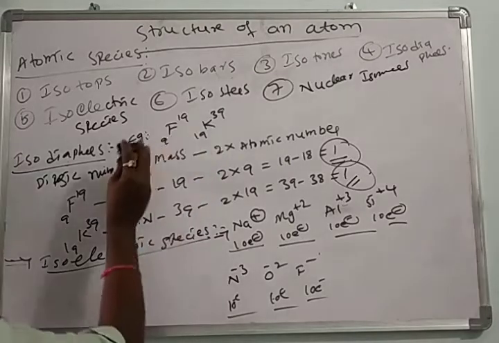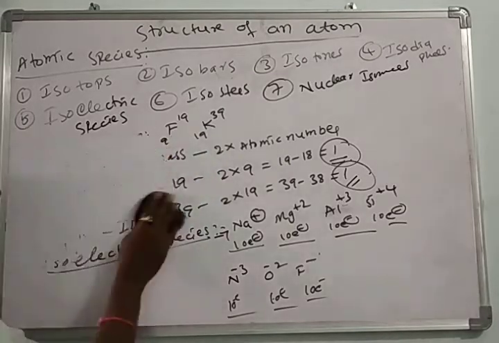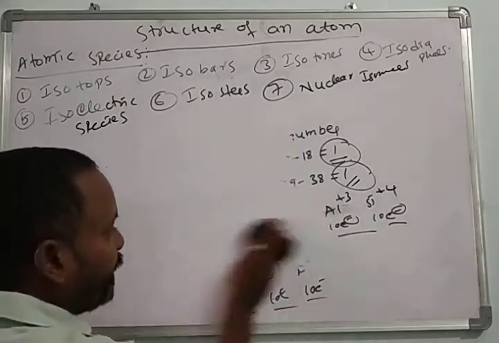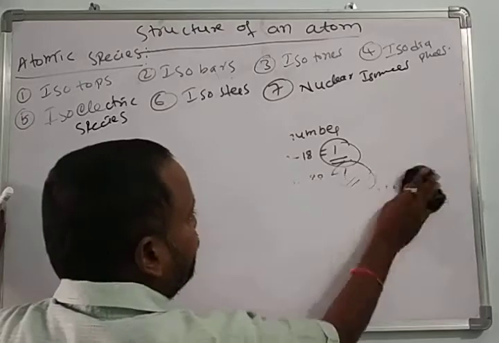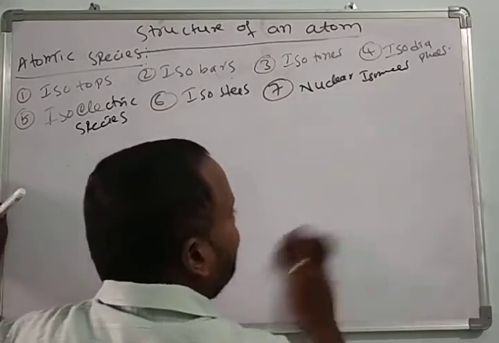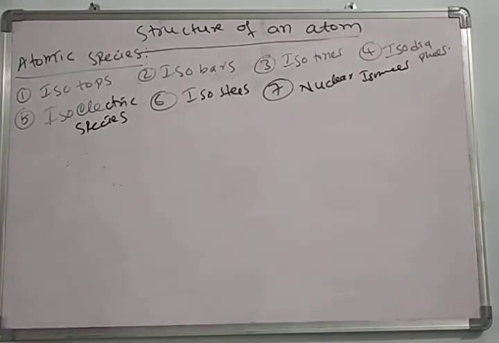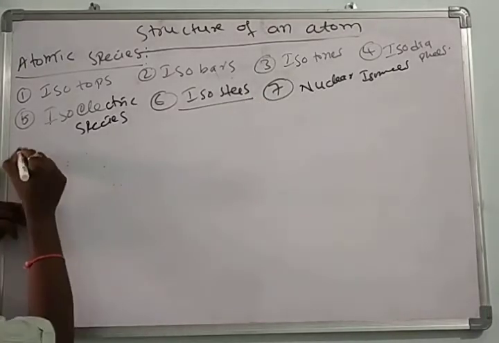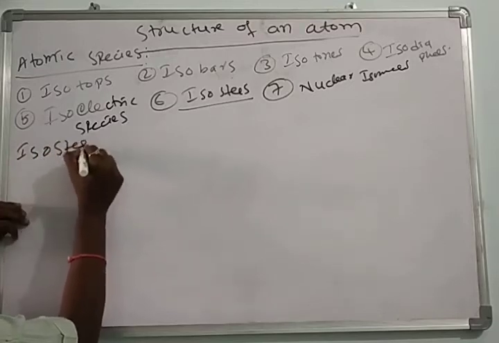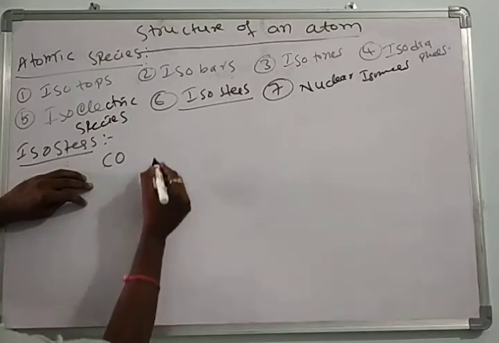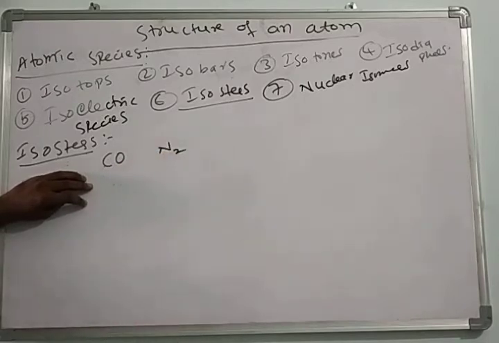And isostars. What is the meaning of isostars? The atomic species which have the same number of atoms and the same number of electrons, we call isostars. For example, carbon monoxide and the nitrogen molecule.